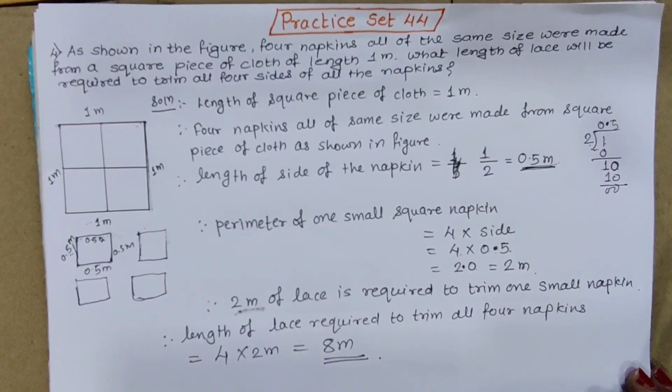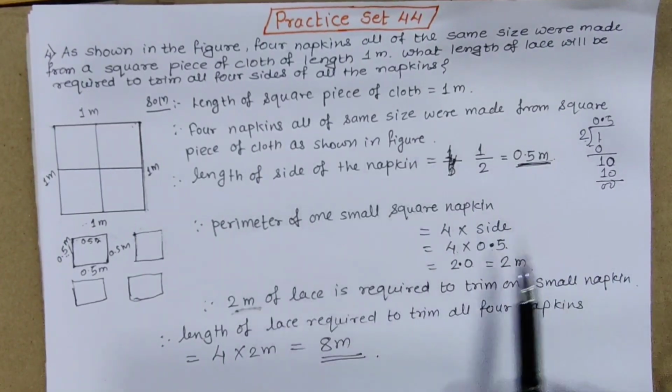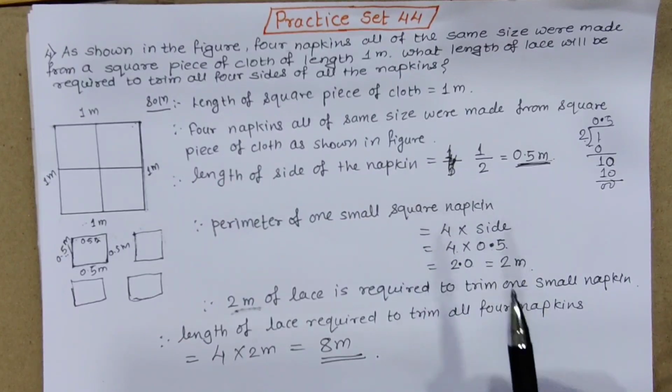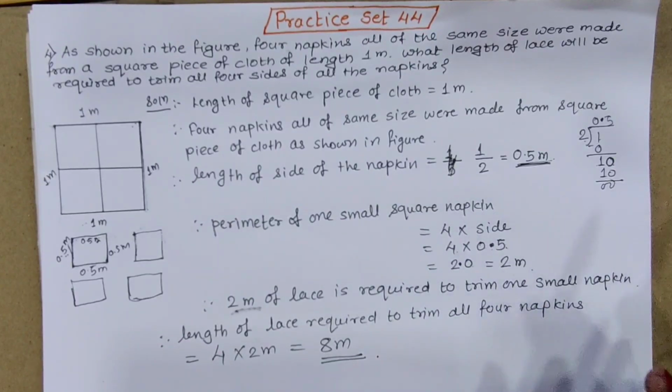In this way you can solve the sum. There are various methods to solve this sum, but you have to solve by a valid method. Okay, so in this way, all the sums of this practice set 44 are over.